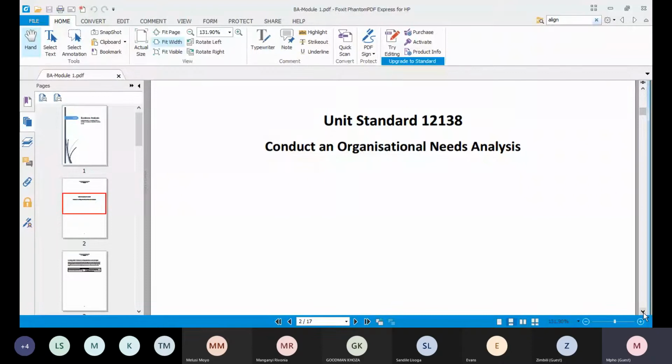So usually, what does a BA do? They conduct research and analysis in order to come up with solutions for businesses. They are like a link between the IT and the business. Usually, they bridge the gap to improve efficiency. So, the topic for today will be conducting an organizational needs analysis.